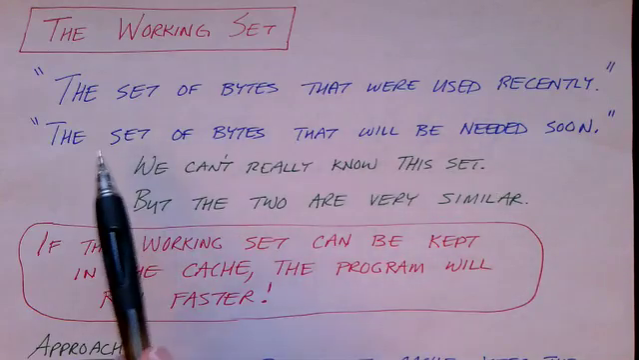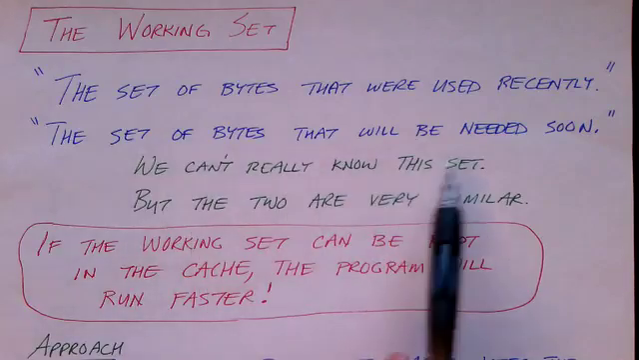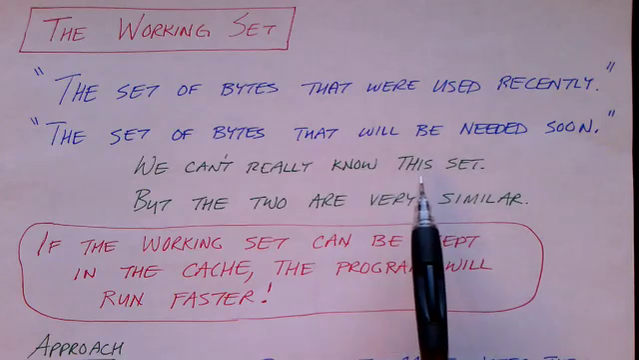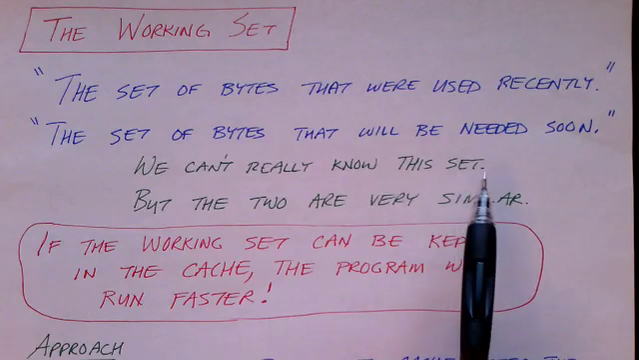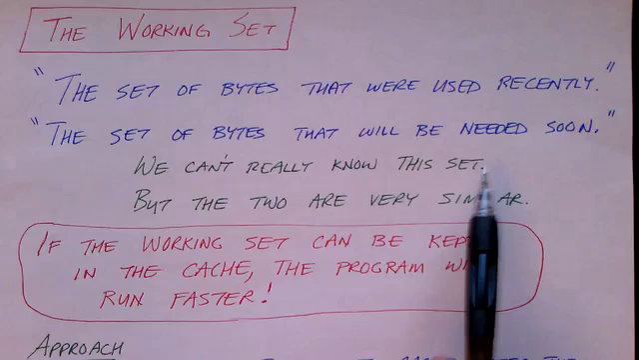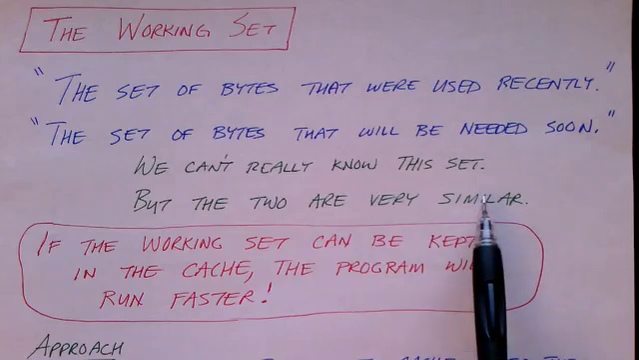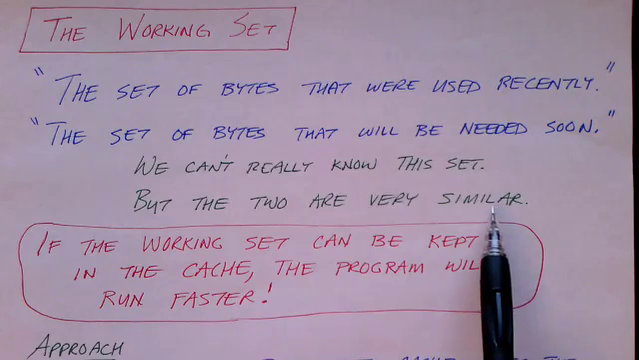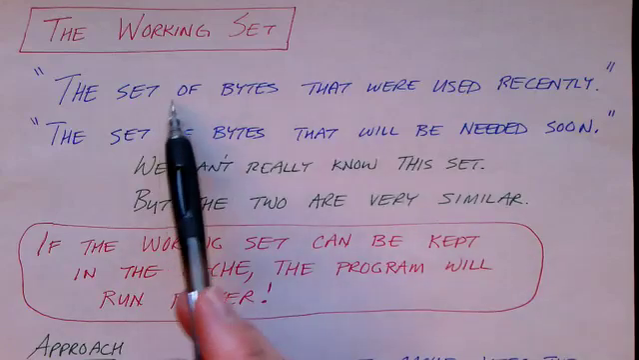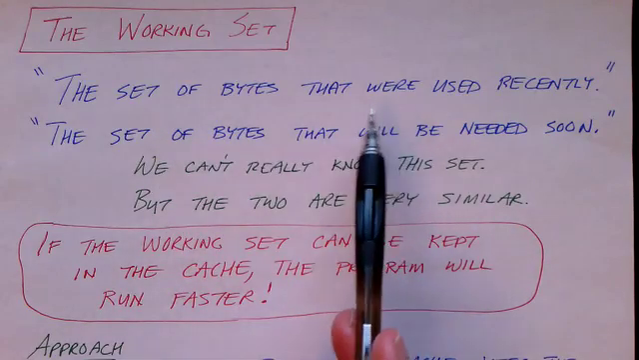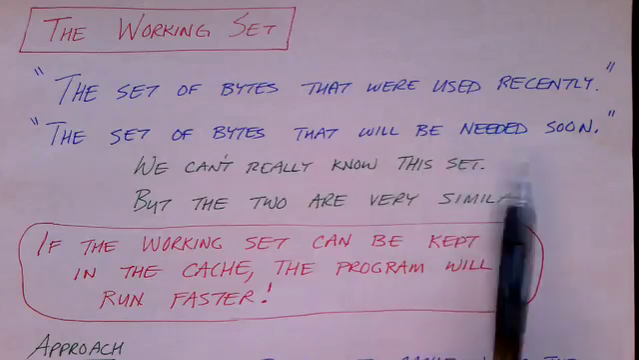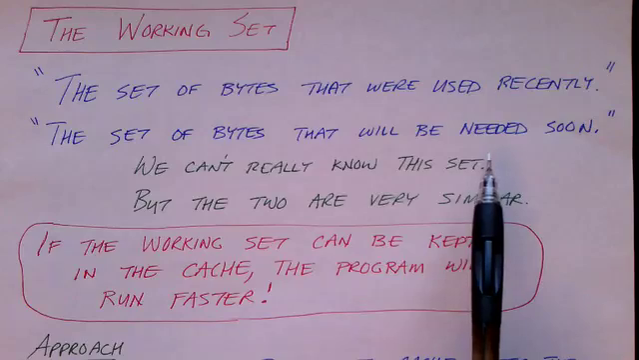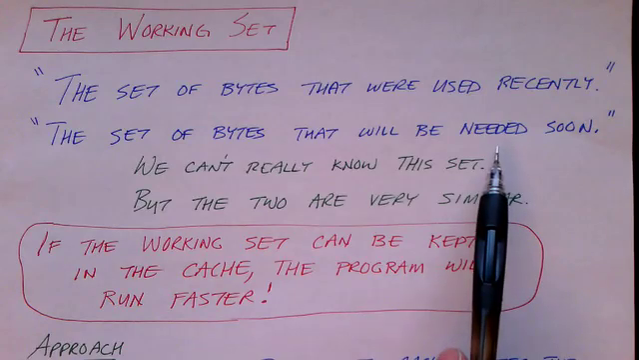Another definition might be the set of bytes that will be needed soon in the near future, although we can't really know what the program's going to do, so it's kind of difficult to know what bytes are going to be needed. But generally, because of the principle of locality, these two sets are really quite similar, so there's a lot of overlap. So we can try to identify the set of bytes that were used recently, keep those in memory with the assumption that the related bytes will be needed again soon.